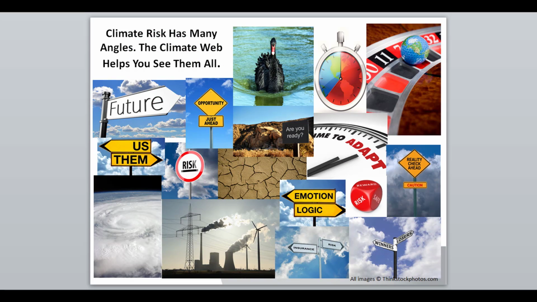So one of the most difficult aspects of the climate change issue is just its sheer breadth. It involves so many different things, different sectors, different disciplines, and that makes it really tough to get your head around. But with the climate web, we can help you do that in a fit-for-purpose way that suits your needs.